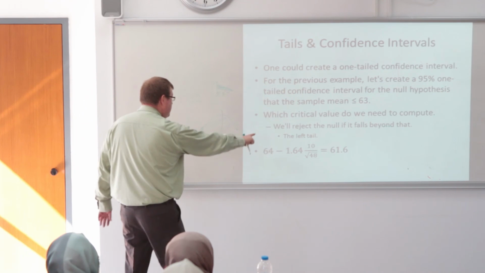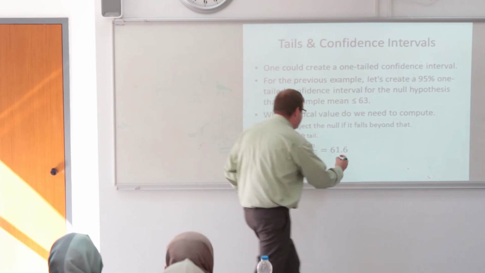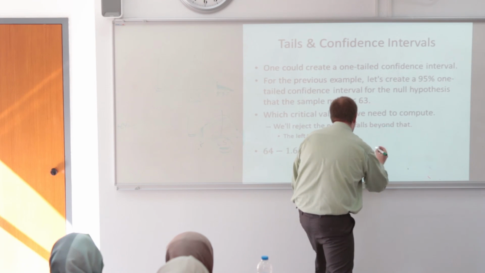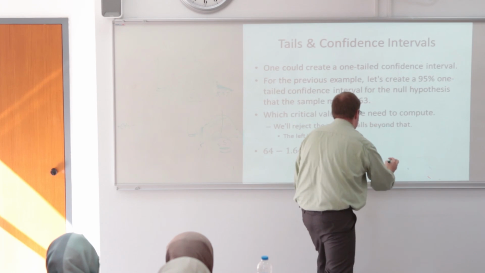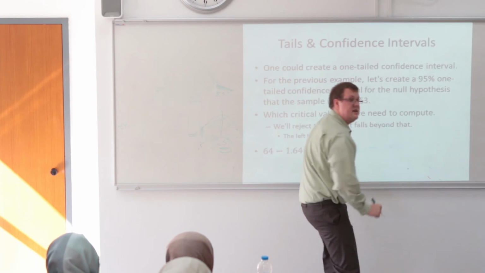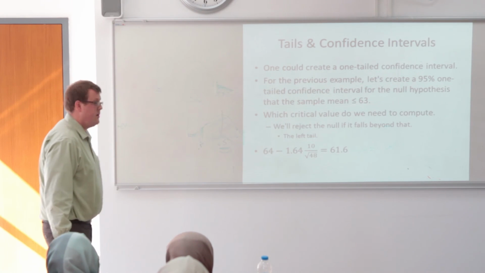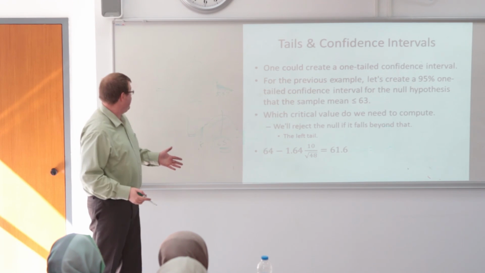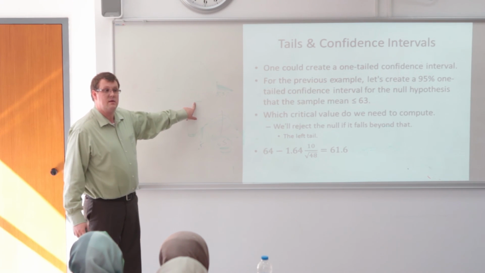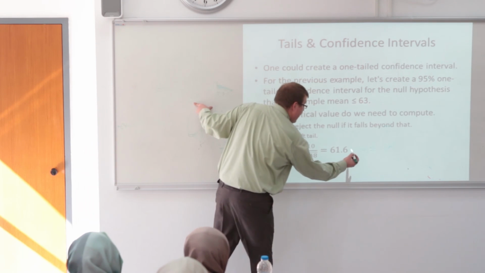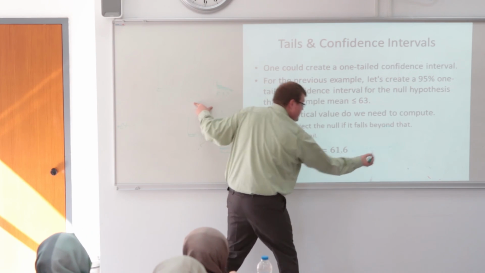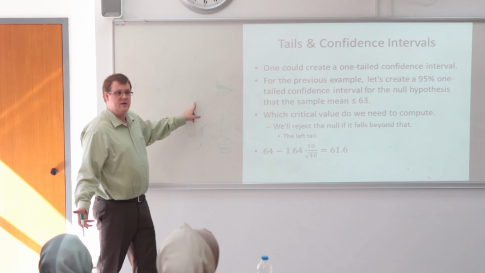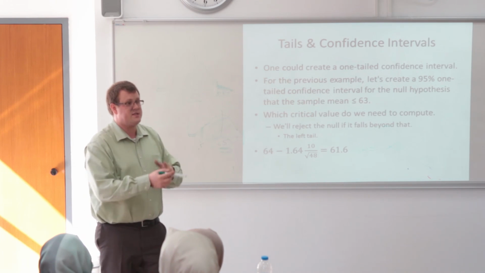Well, let's see. So the confidence interval, the mean is greater than or equal to 61.6 and less than or equal to positive infinity, right? Where does the hypothesized mean fall? The hypothesized mean was 63, right? So the hypothesized mean is in this interval. What do we do? Failed to reject. So we failed to reject in both situations.